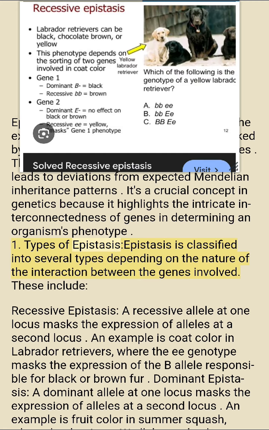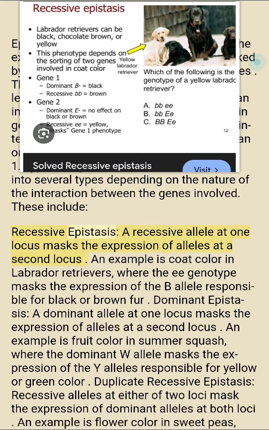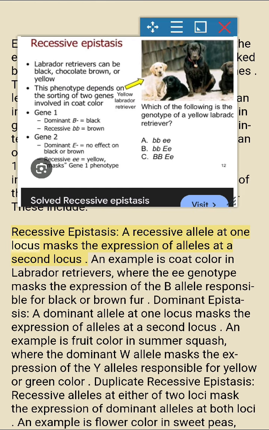1. Types of epistasis. Epistasis is classified into several types depending on the nature of the interaction between the genes involved. These include recessive epistasis. A recessive allele at one locus masks the expression of alleles at a second locus. An example is coat color in Labrador retrievers, where the EE genotype masks the expression of the B allele responsible for black or brown fur.